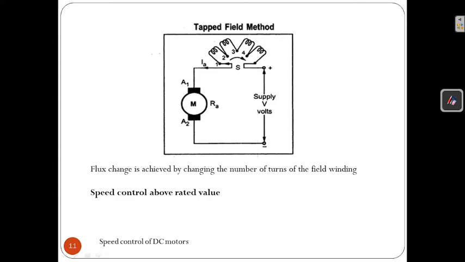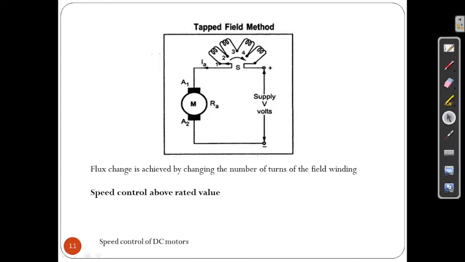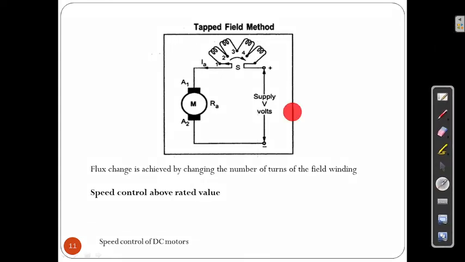Good day to all. Today we are going to see another type of speed control method, which is the tapped field method. You can see here the supply voltage V, and we have a motor with terminals A1 and A2. From that supply voltage, we have a coil with taps 1, 2, 3, 4, 5. It will be like a tap, right?